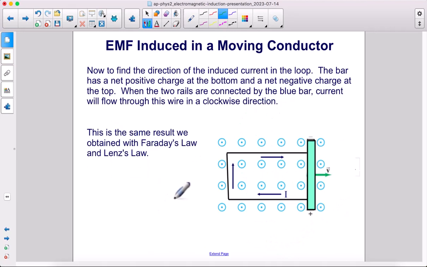Now to find the direction of the induced current in the loop. The bar has a net positive charge at the bottom and a negative charge at the top. When the two rails are connected by the blue bar, current will flow in this direction, conventional current, right? The electrons are actually going the other way, but we can pretend that we have positive down here, negative up here. That means positive charges are flowing clockwise. And this is exactly the same result we got earlier when we did Faraday's law and used Lenz's law to determine the direction of current.